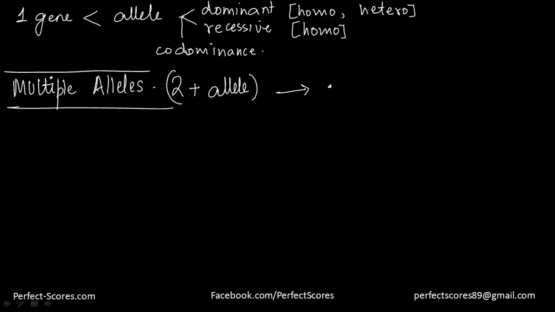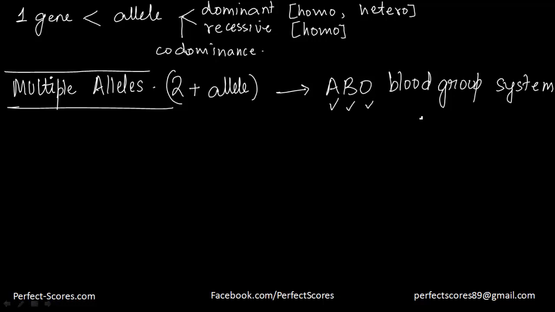The best example of this is the ABO blood group system. So this video is going to be pretty interesting because you will know how the blood groups of the parents affect the blood groups of their offspring. So the ABO blood group system of humans, as the name suggests, is going to be affected by three different alleles.